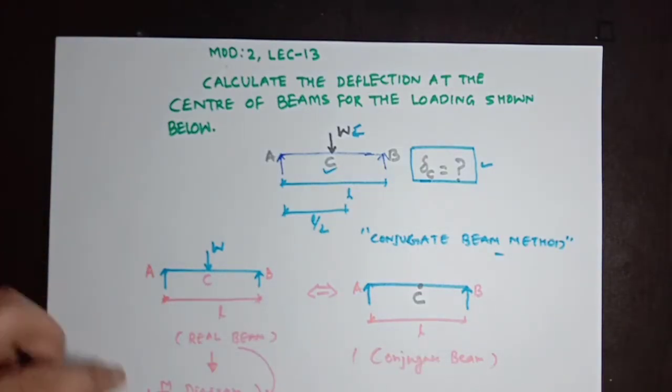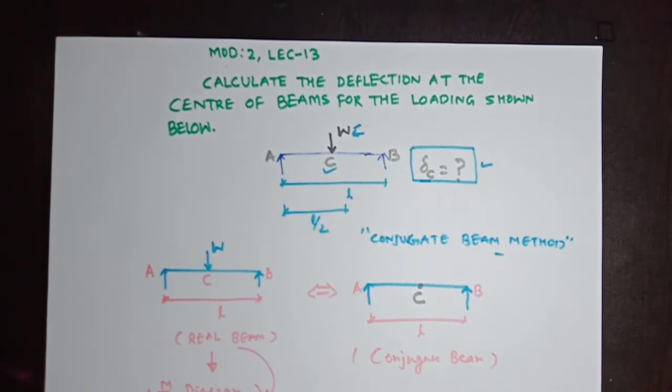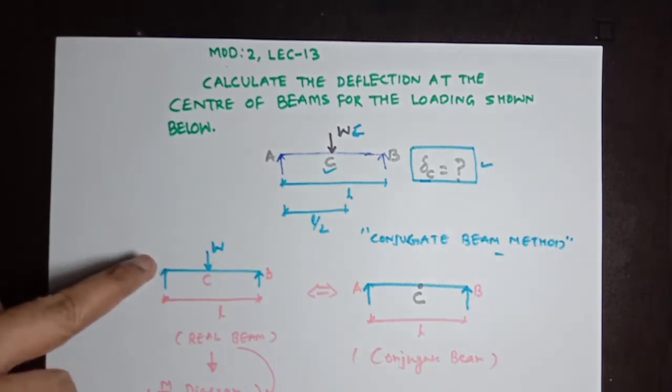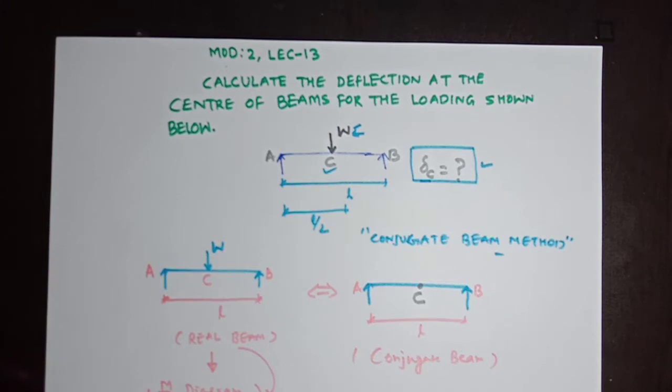So now in order to develop M over EI diagram, first I will be developing a moment diagram. Then every y coordinate of this M diagram will be divided by a constant value of EI that will generate a diagram that we call the M over EI diagram. Let's continue with this.